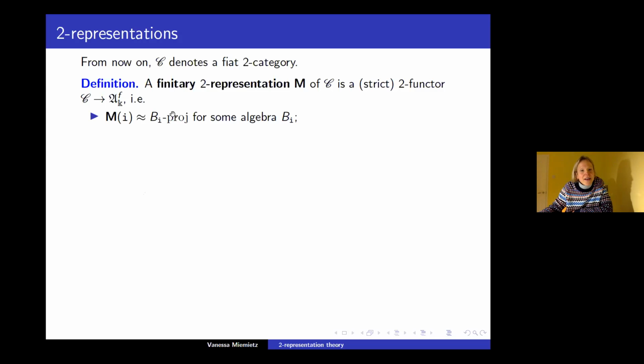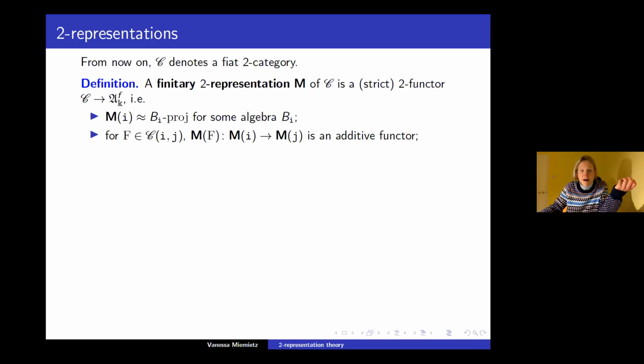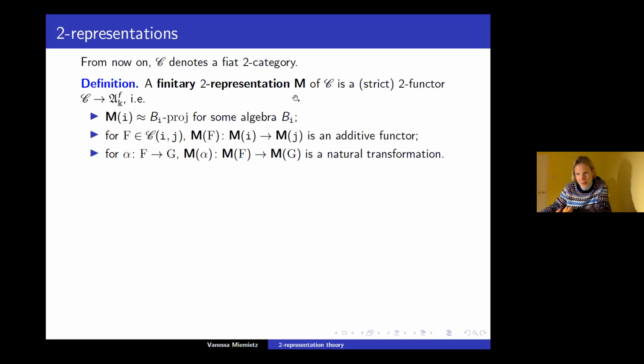Okay, so now, what does it mean to have such a 2-functor? It means that to every object, I associate one of my finite dimensional algebras or the categories of projective modules over that. And to every 1-morphism, I associate an additive functor. And then to every 2-morphism, I associate a natural transformation between those functors. So that's a 2-representation. And the word finitary refers to the fact that we're representing in this particular 2-category.